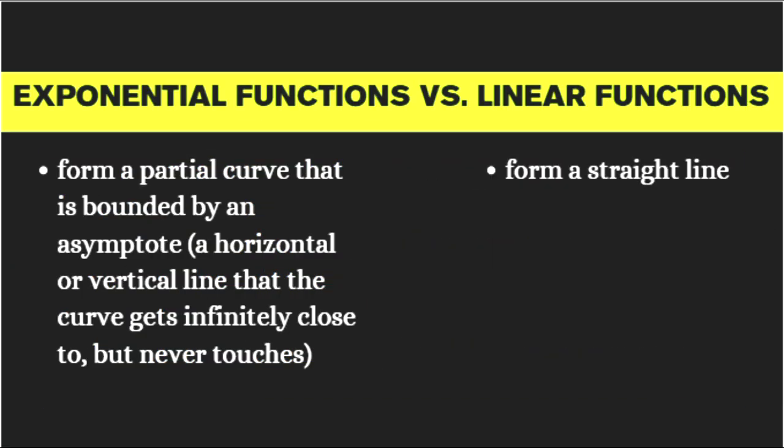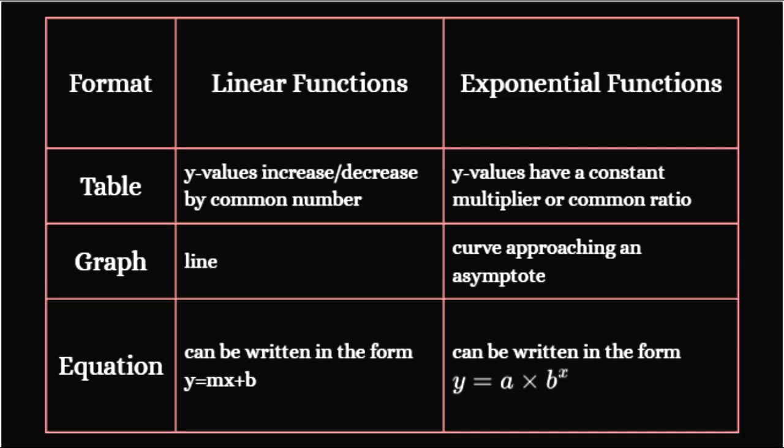Okay. Exponential functions versus linear functions. Exponential functions form a partial curve. It's kind of a J shape or a flipped backwards J that is bounded by an asymptote, a horizontal or vertical line that the curve gets infinitely close to but never touches. It almost flattens out, either horizontally or vertically. Linear functions are just a plain old straight line. Here are some more things that you can see that are different between them.